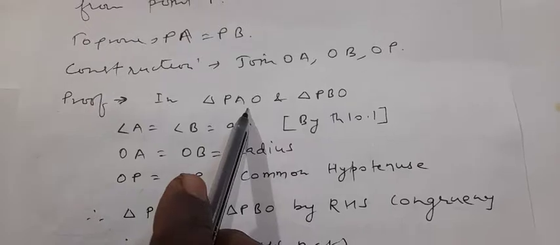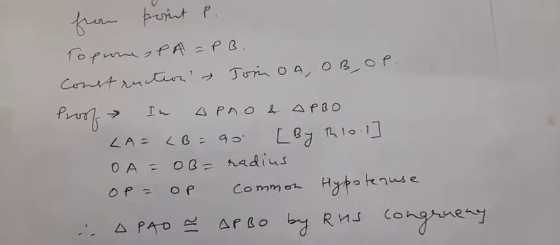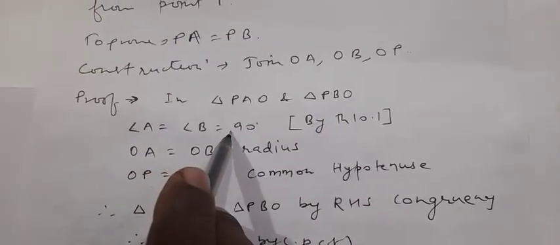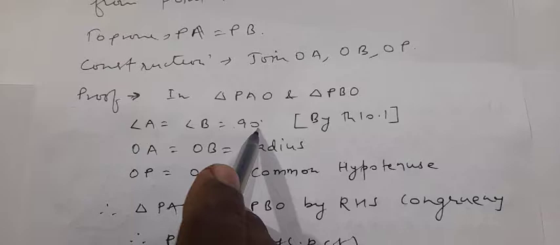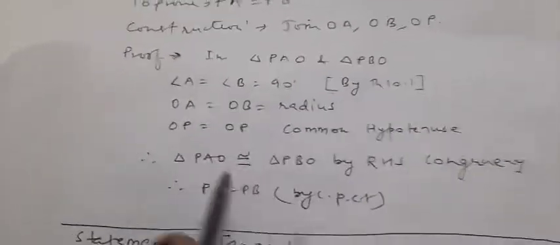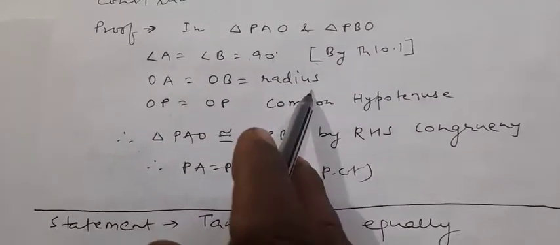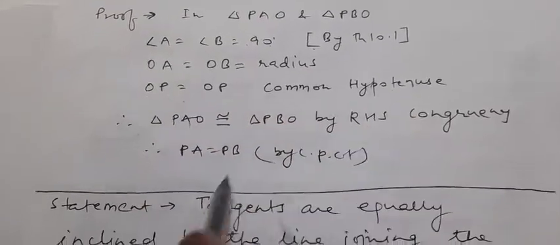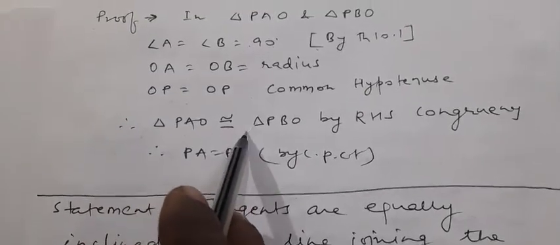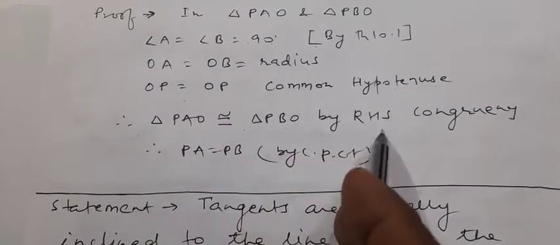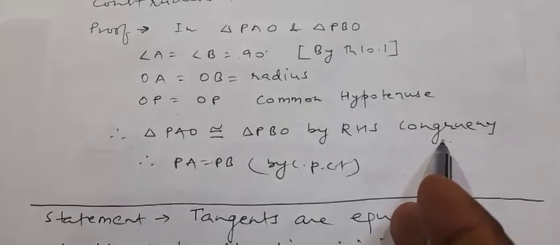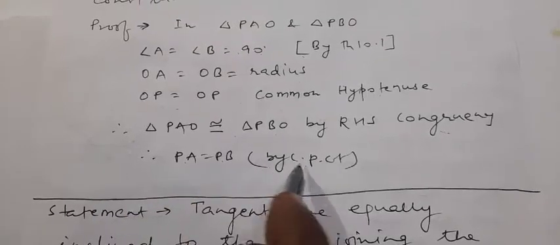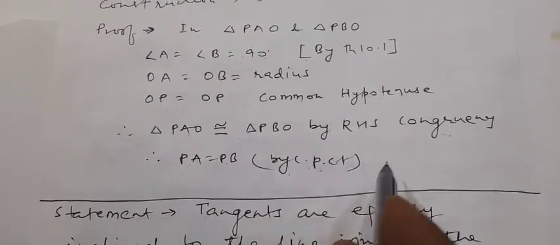We will take triangle PAO and triangle PBO. Angle A and angle B will be equal to each other, 90 degrees by theorem 10.1. OA and OB are radii and OP is equal to OP, the common hypotenuse. Therefore, we can say that triangle PAO is congruent to triangle PBO by RHS congruency. Therefore, PA and PB will be equal to each other by CPCT, corresponding parts of congruent triangles.